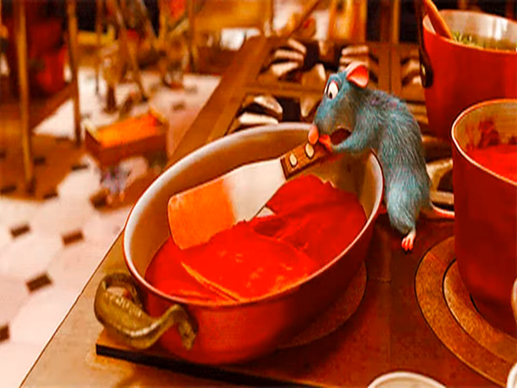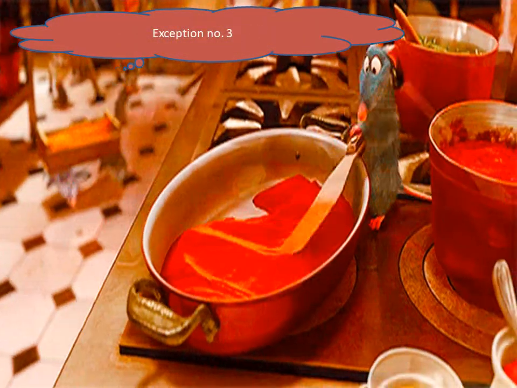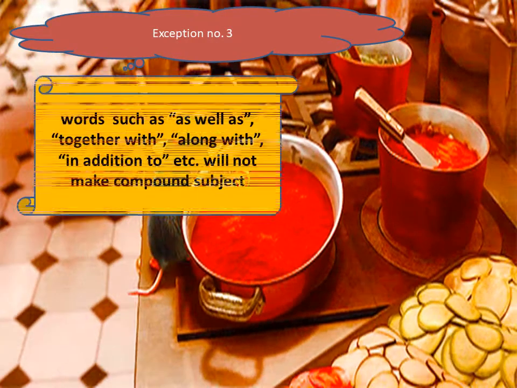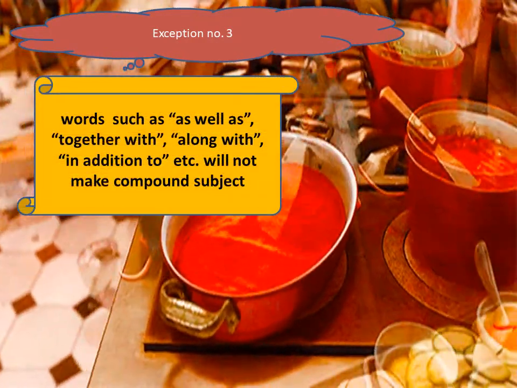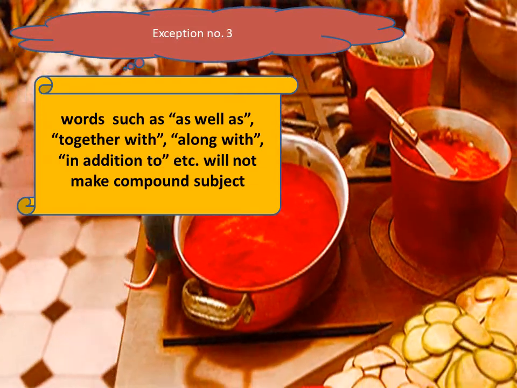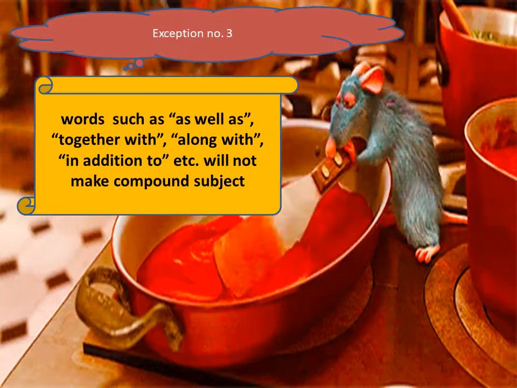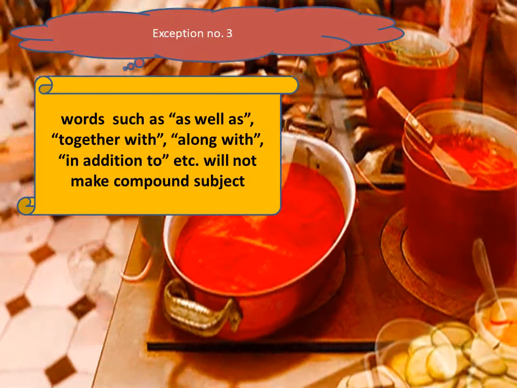Students, let us understand exception number 3. Exception number 3 says nouns such as as well as, together with, along with, in addition to, etc. will not make a compound subject, right? So let us understand example 1. He along with his friends is or are going for dinner?